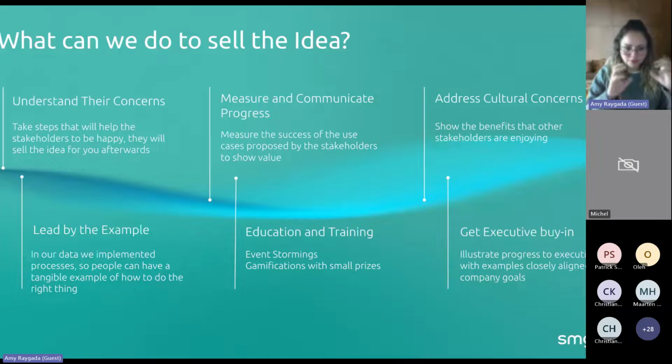And now we illustrate the progress to the executives with examples that closely align to the company goals. For example, we are now showing them, based on the architecture we have, on the scans we do, on the data governance we have in place, that we are saving money for them because there are no orphan data sets anymore. That is storage, that is money, and it is a type of pipelines running for nothing because there might be no one really consuming from there.